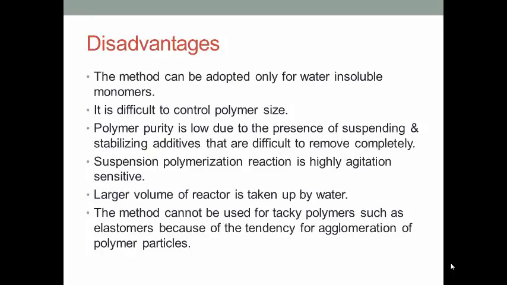And these are the disadvantages of the suspension polymerization technique. The method can be adopted only for water insoluble monomers. It is difficult to control polymer size, and polymer purity is low due to the presence of suspending and stabilizing additives. A larger volume of the reactor is taken up by the water. Suspension polymerization reaction is highly agitation sensitive.